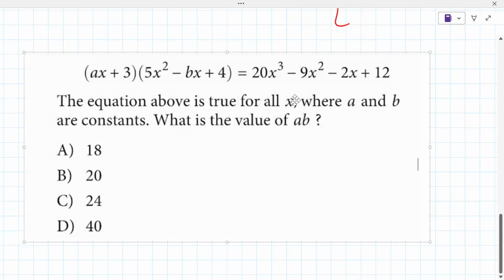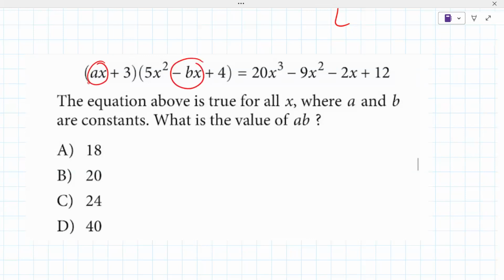So it says the equation above is true for all x where A and B are constants. Okay. (ax plus 3)(5x squared minus bx plus 4) equals this. So there's some product in here that gives you AB, right? Like it's this times this gives you minus ABx squared. You agree with that? Yeah. Okay. Question is though, is there anything else that gives you an x squared term? That's what you're looking for here.